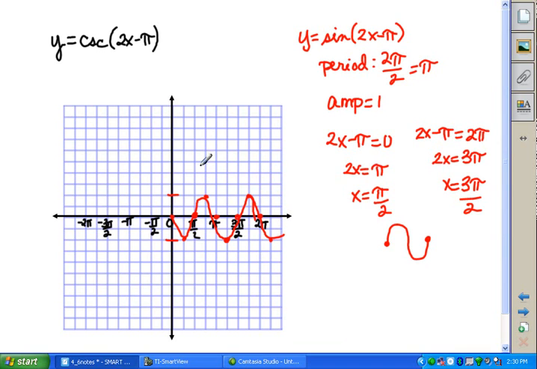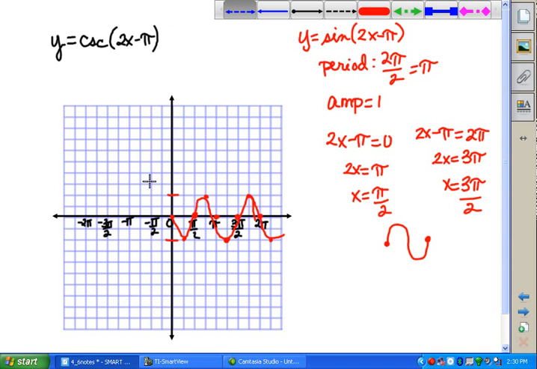So what about the graph of cosecant of 2x minus pi? Well, fill in where there's a 0, fill in with a vertical asymptote. So it's 0, pi over 2, pi, 3 pi over 2, 2 pi, and so on.